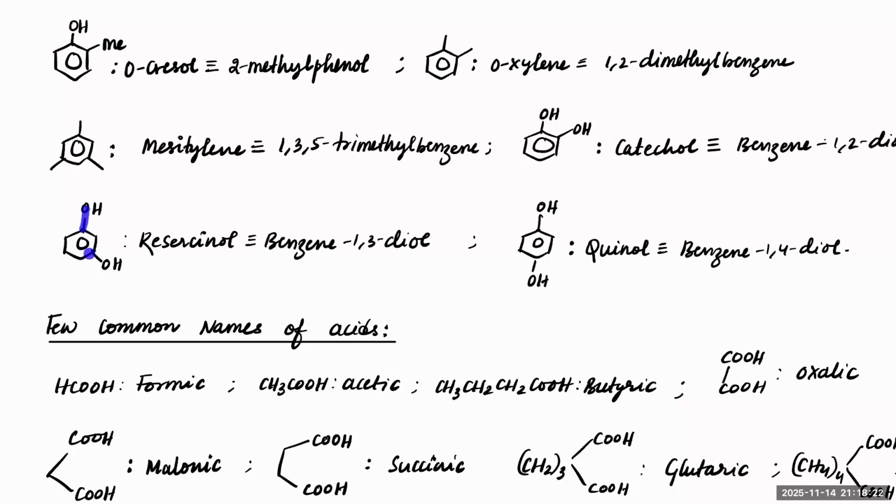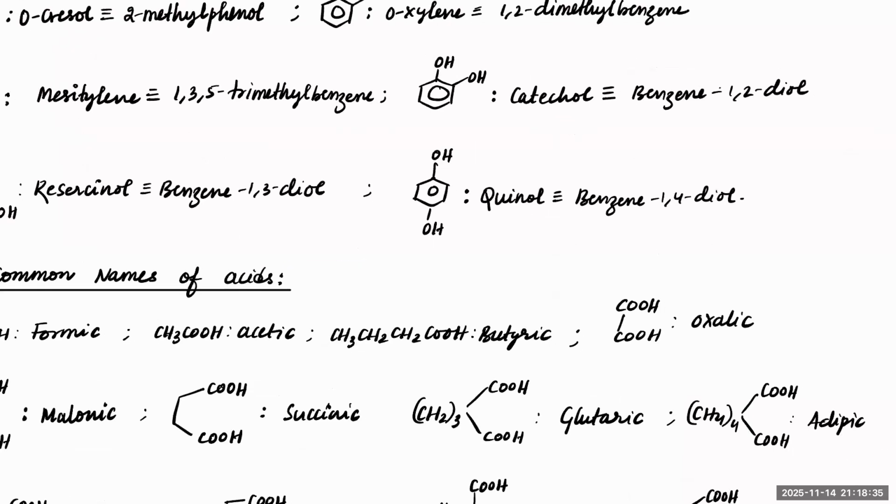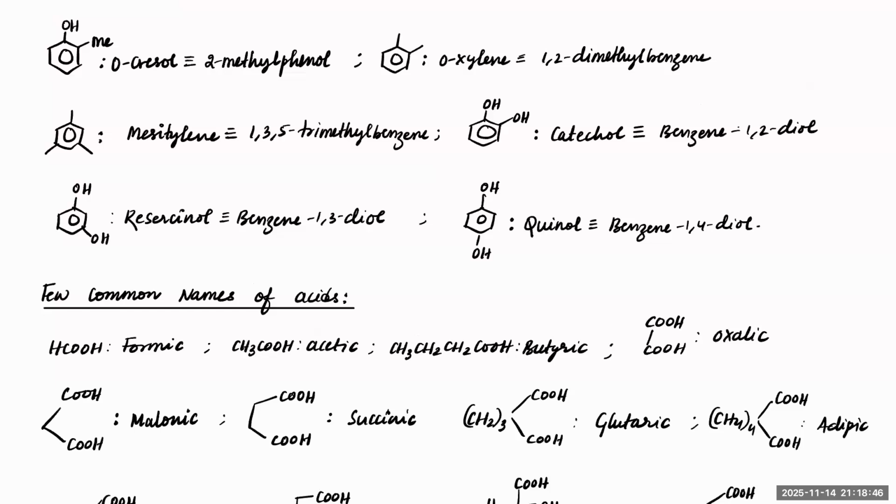If it is at the meta position, you do not use the word metacatechol or something. It has a different name. The common name is resorcinol. The IUPAC name is benzene-1,3-diol. And if you have it at the 1,4 position, that is the para position, the common name is quinol. And the IUPAC name is benzene-1,4-diol.